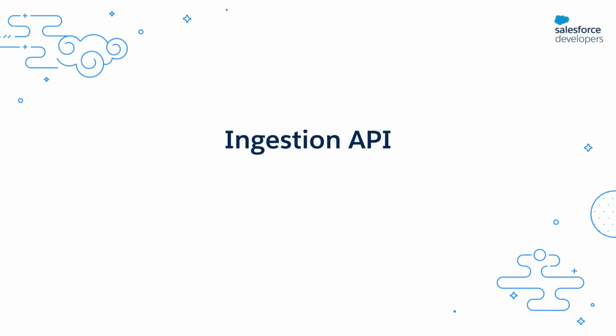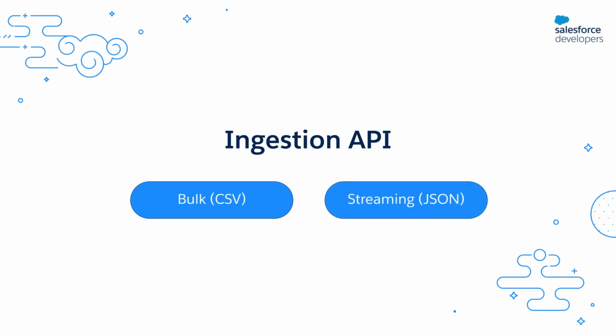One of these APIs is the Ingestion API, which provides a RESTful interface to programmatically load data into Data Cloud. It offers both bulk and streaming interaction patterns. With the bulk pattern, you can use a CSV file to upsert or delete large data sets. On the other hand, with the streaming ingestion pattern, you can use JSON to send in micro batches of data. Once the data is ingested, Data Cloud processes this data in near real time, which is once every 15 minutes.